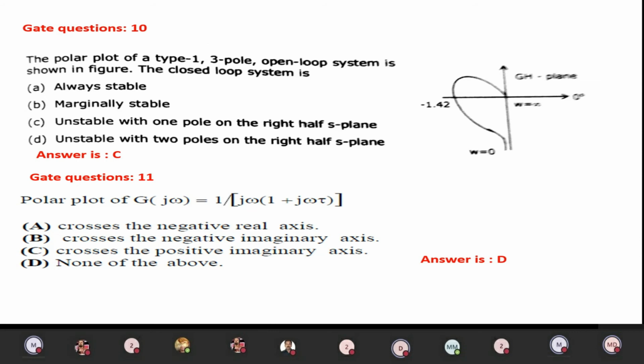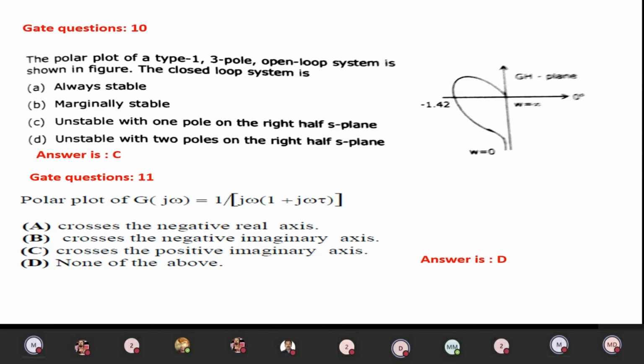Similarly, you can do the same for the Bode plot problem also. Here you can see the polar plot of a type 1 system is given. The three-pole open loop system is given in the diagram. The closed loop system is either stable, marginally stable, unstable with one pole on the right half of the S plane, or unstable with two poles on the right half of the S plane. Here you can see it is unstable with one pole at the right half of the S plane, because it is a three-pole type 1 system.